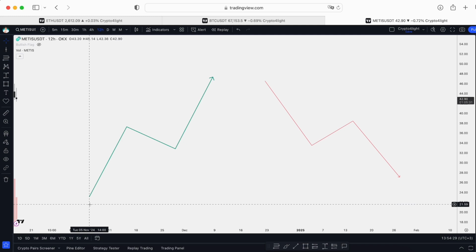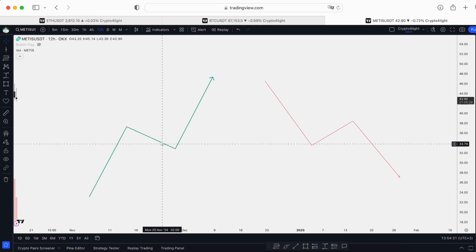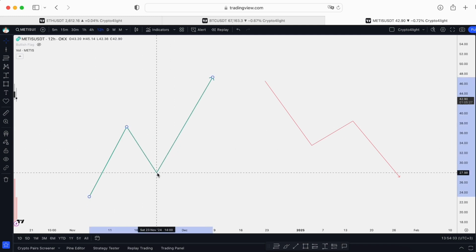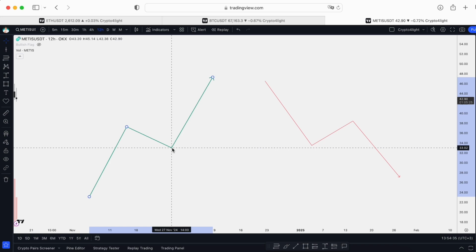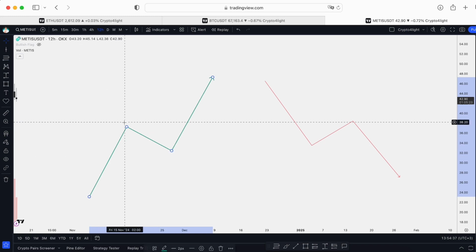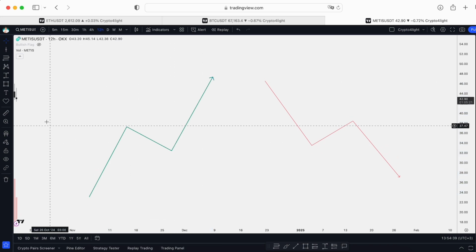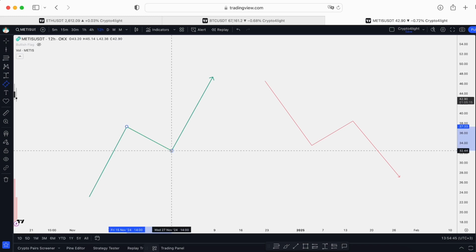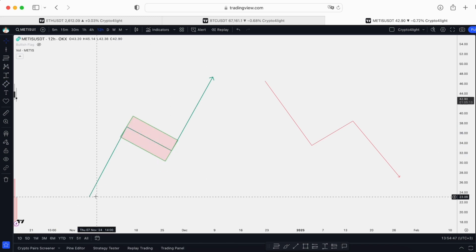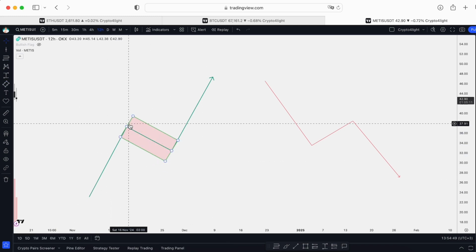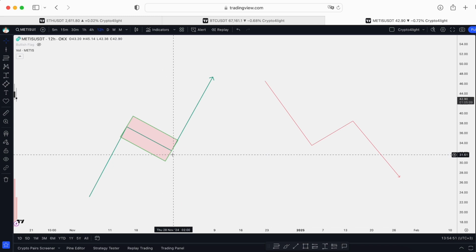Technically, how does it look? So we got an impulse, some correction, not so deep like this one. So it forms something like a flag. Impulse, correction, impulse. And let's go, a flag should be like this one. So technically it's a flag. One, impulse, flag, correction, impulse.